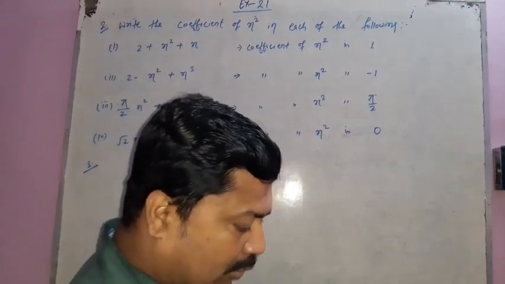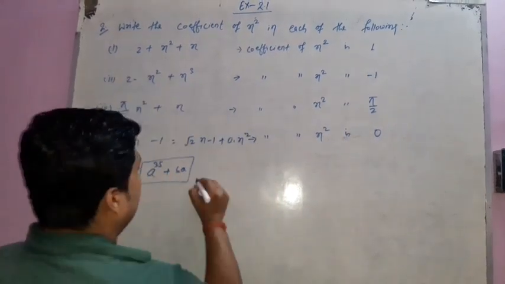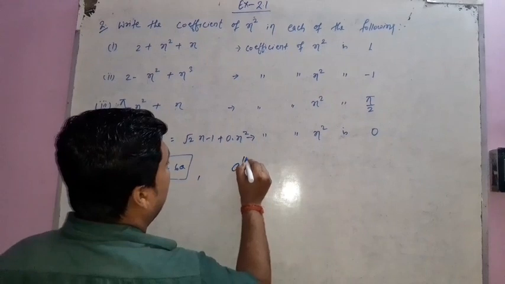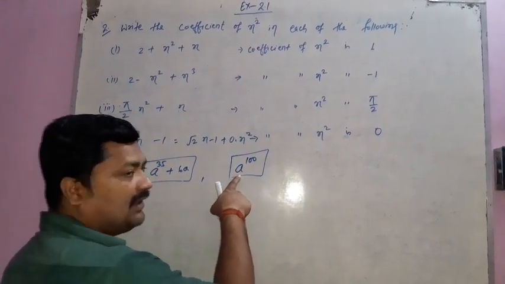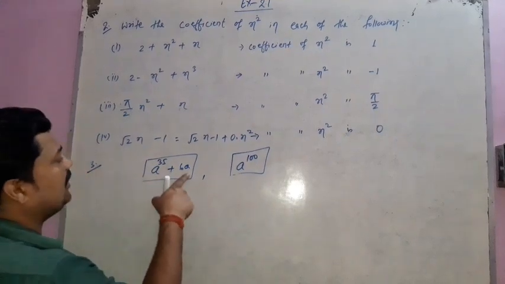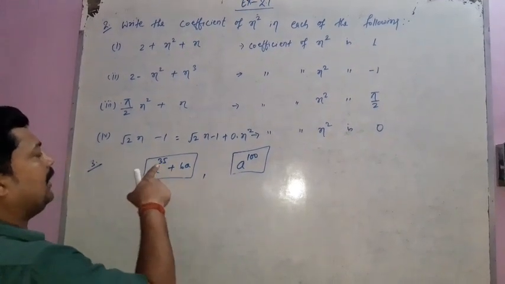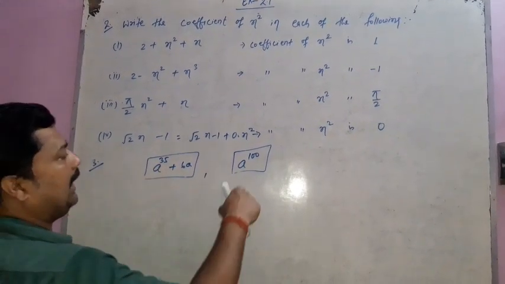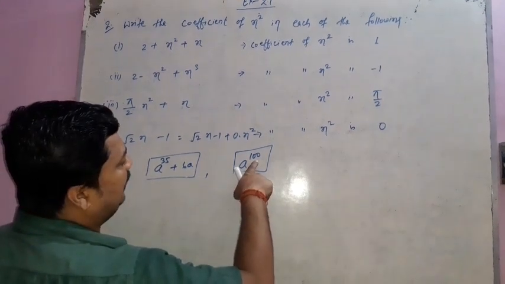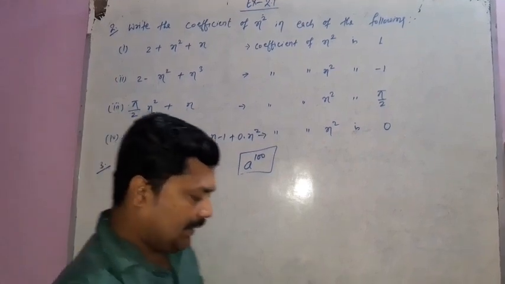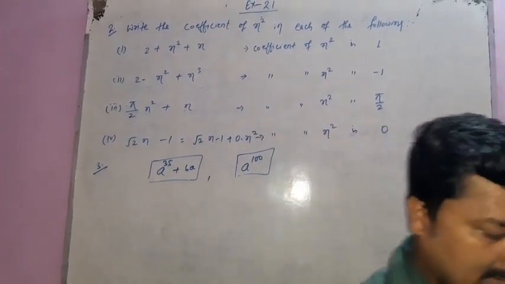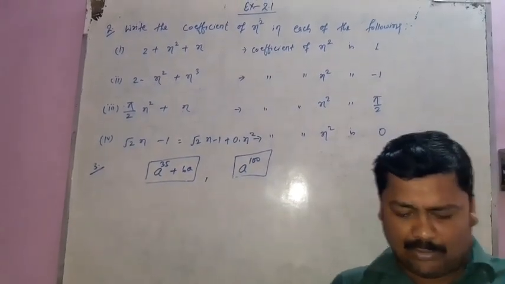Now, and a monomial of degree 100. So with that example we can also write here a to the power 100. This is a monomial because it consists of only one term, and the other consists of two terms, so it is called a binomial. Now here the degree is 35 and here the degree is what? 100. It is a monomial because it consists of only one term. Now moving on, next question. Write the degree of each of the following polynomials.